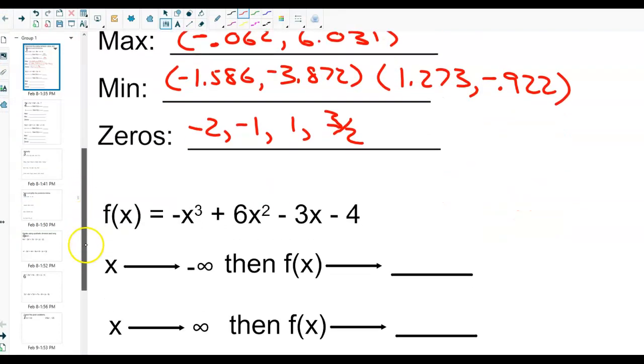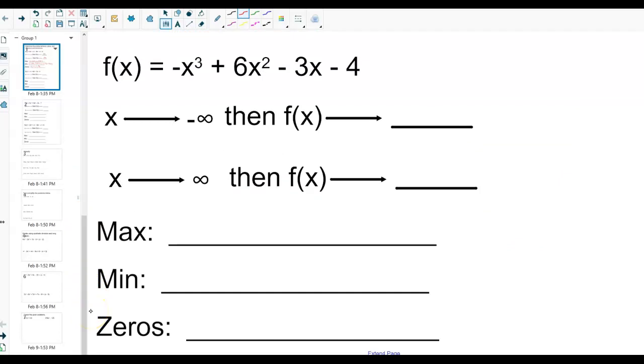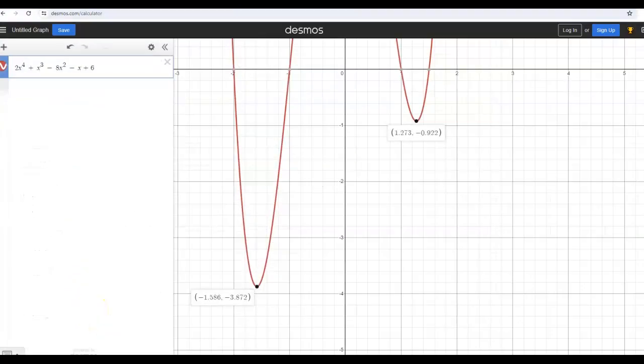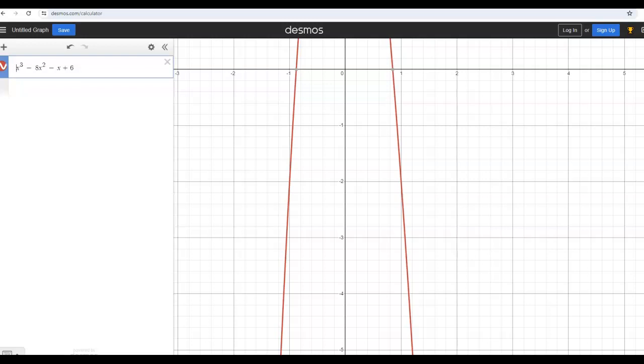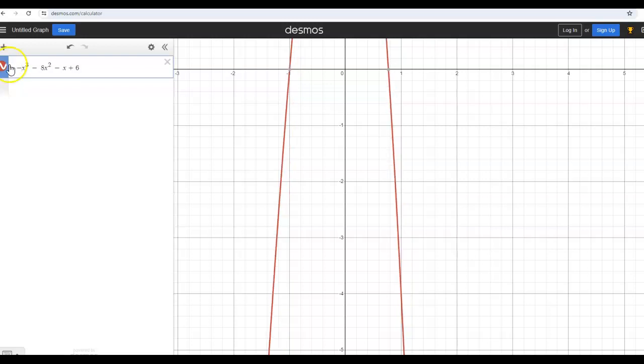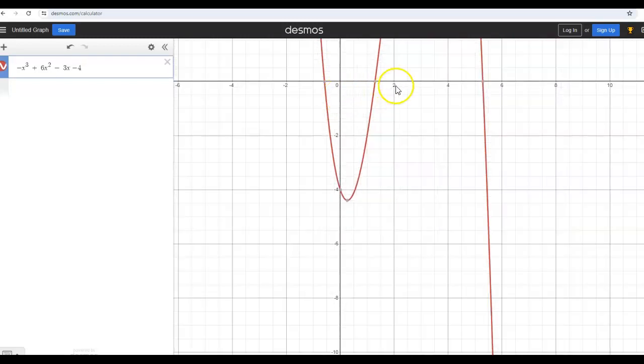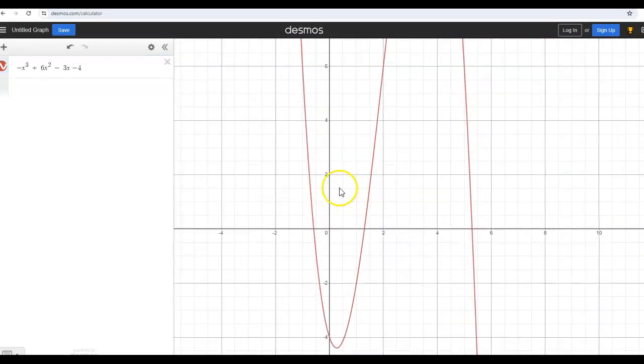Okay. As I come down to my second one, I need to plug that graph into my Desmos calculator. So that's what we're going to do. You can get rid of the 2x to the fourth, and it ends up being a -x cubed plus 6x squared minus 3x, and then minus 4. Okay, and I want to move my graph to a point where I can see it a little more clearly.